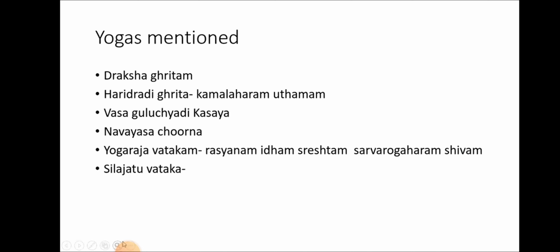And the yogas mentioned are Drakshakritam, Haridradikritam. In that it is mentioned Kamalaharam Uttama. And Vasa is commonly used in clinics. That's Vasa Kulujyadi Kashayam and Navayasa Churnam, Yogarajam. In that yoga also it is Rasayanam Idam Shreshtam Sarvarogaharam Shiva. Also Shilajatu. These are the various formulations you can use in Kamala. This is the general treatment for Kamala. And next we'll see the various types of Kamala.